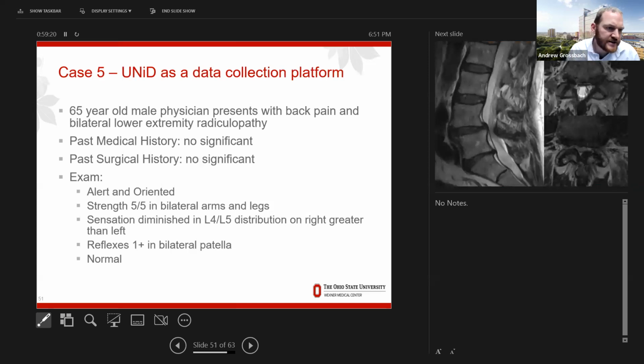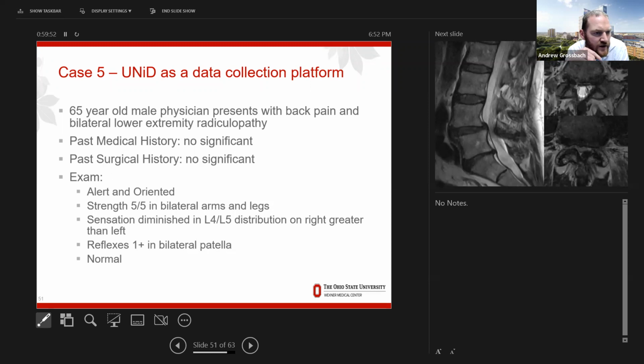Next case is a little bit of a change of gears. So this is more of a degenerative case. About 2 months ago, we started using this as not just a deformity correction software, but as a data collection platform. And this is kind of a pilot study. They currently don't have the capacity to do this for every degen case for everybody, but hopefully at some point it's moving in that direction.